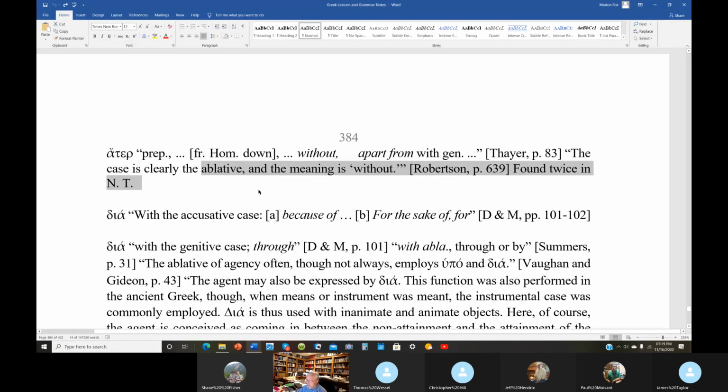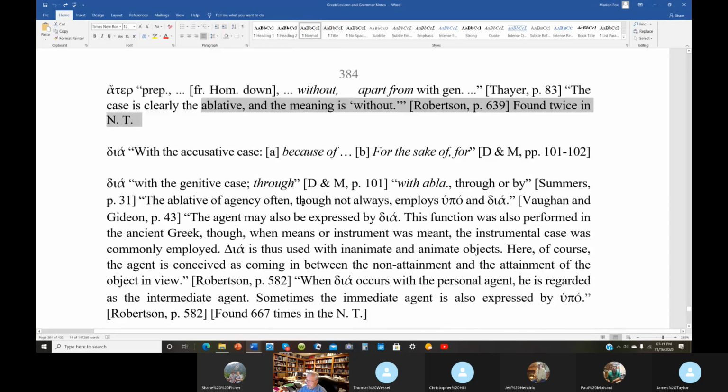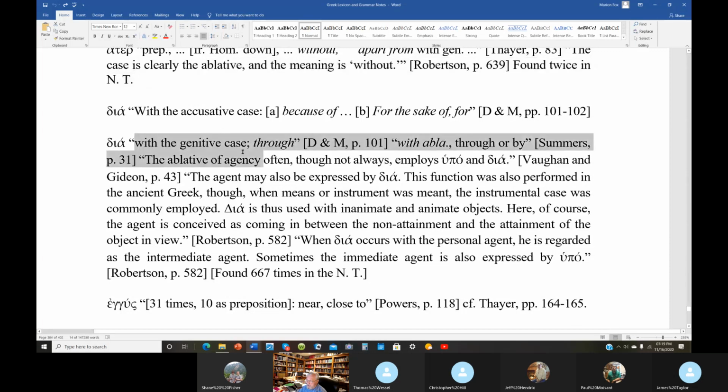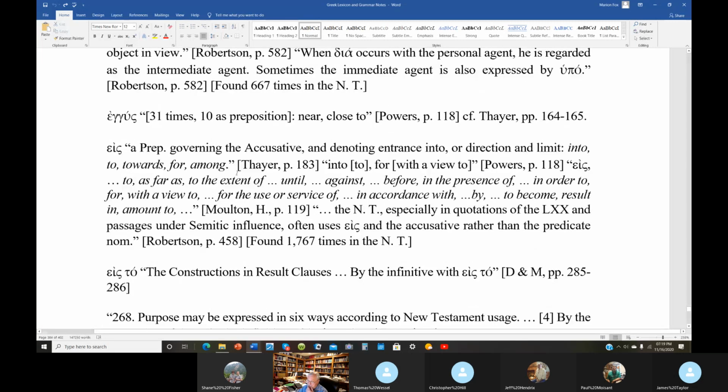Dia goes with the accusative. When it goes with the accusative, it means because of, for the sake of. But when it's with the genitive case, it means through. So it goes with either the accusative or the genitive. Okay. So some of them will go with more than one case. Now this is toward the end of this file. You can get the page numbers here in a minute.